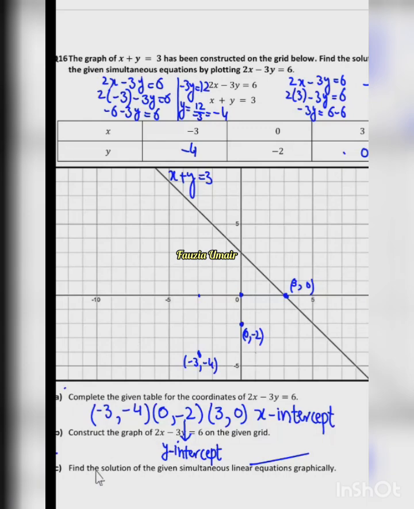All right. So now moving on to part C. Can you tell me what would be the solution point? Can anyone tell me what would be the solution point of these two lines?